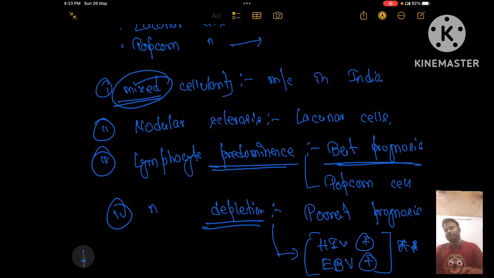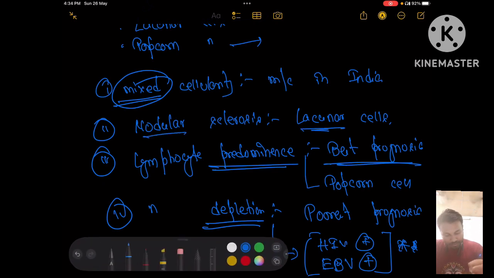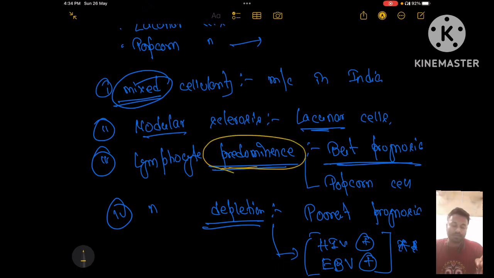So what are the different subtypes of Hodgkin lymphoma? First, mixed cellularity, most commonly seen in India. Nodular sclerosis, with lacunar cells. Next, lymphocyte predominance, meaning mostly lymphocytes are present. So it has the best prognosis because lymphocytes protect.